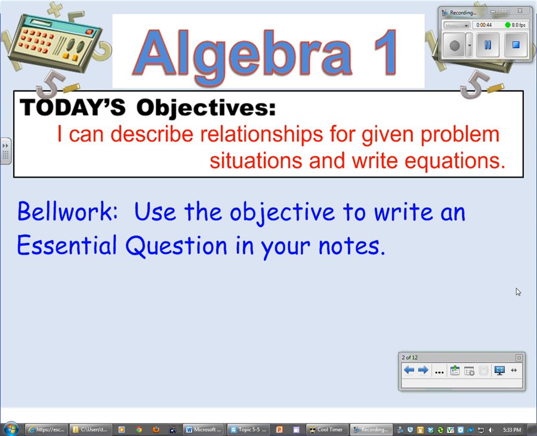This is the recording for topic 5-5, making connections. You can describe relationships for given problem situations and write equations. That has been our objective for quite a while, and we're going to continue with that. I want you to use this objective to write your essential question at the top of your notes.